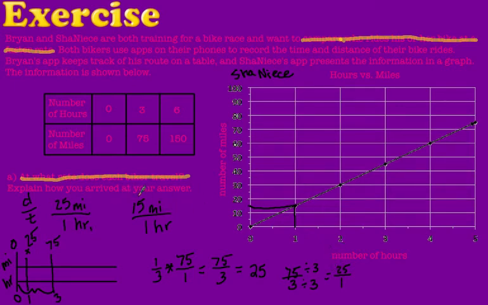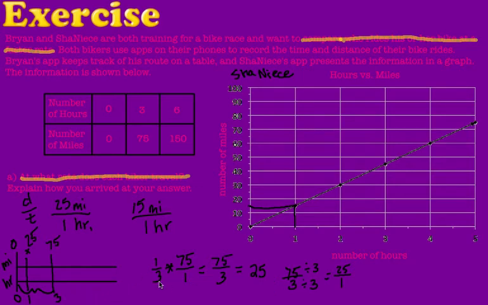Okay, and when it asks you to explain how you arrived at your answer, you can talk about how you used the double number line or division, or if you used the graph. You're just explaining what you did. So I went over to 1 hour, I followed it up till it hit the graph, then I crossed over to miles and found that it matched up with 15 miles, so my rate is 15 miles per hour.